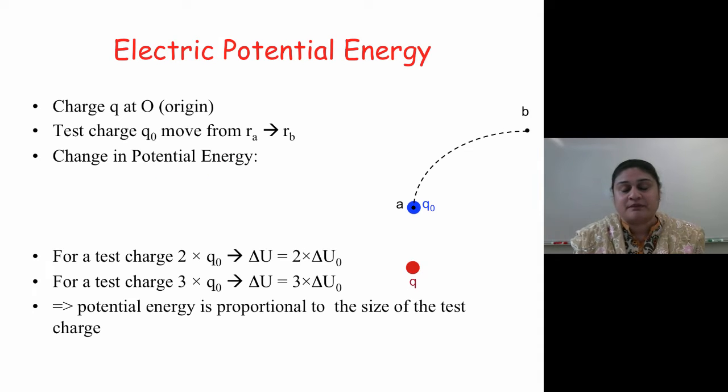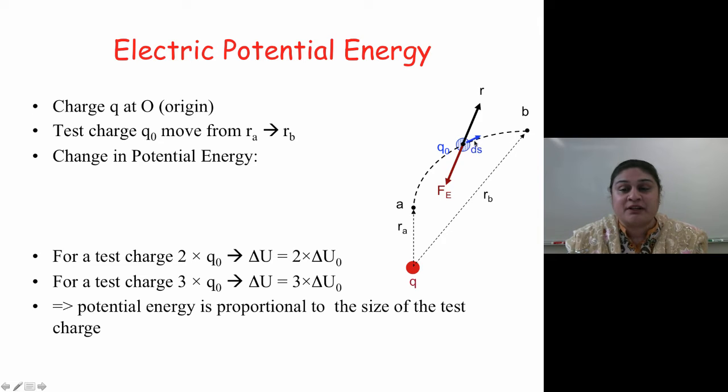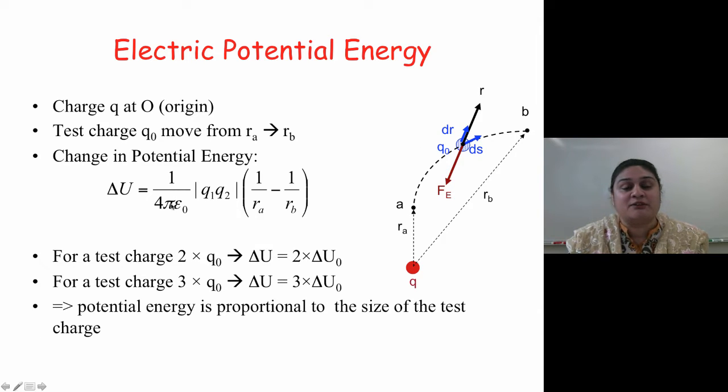Electrical potential. Before we start talking about electrical potential, let's go back to electrical potential energy. A charge Q is at the origin, and another charge Q naught is moved from RA to RB. Then the change in potential energy will be given by 1 over 4 pi epsilon naught Q1 Q2 times (1 over RA minus 1 over RB).